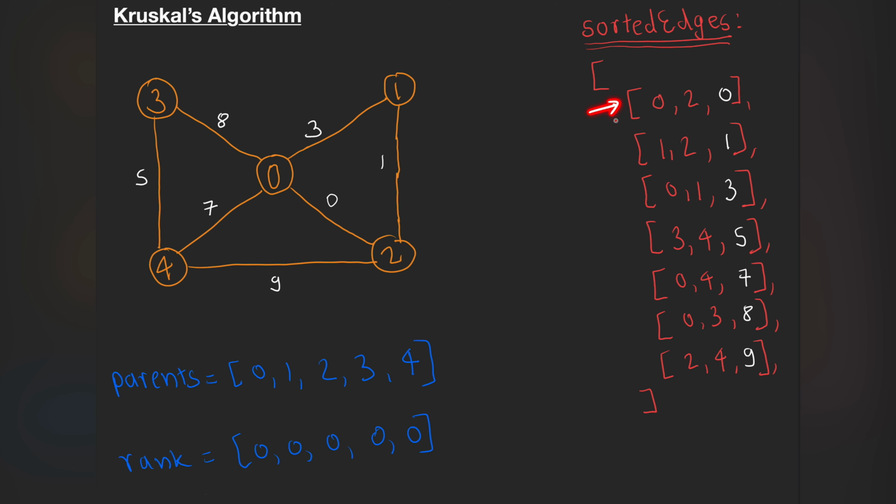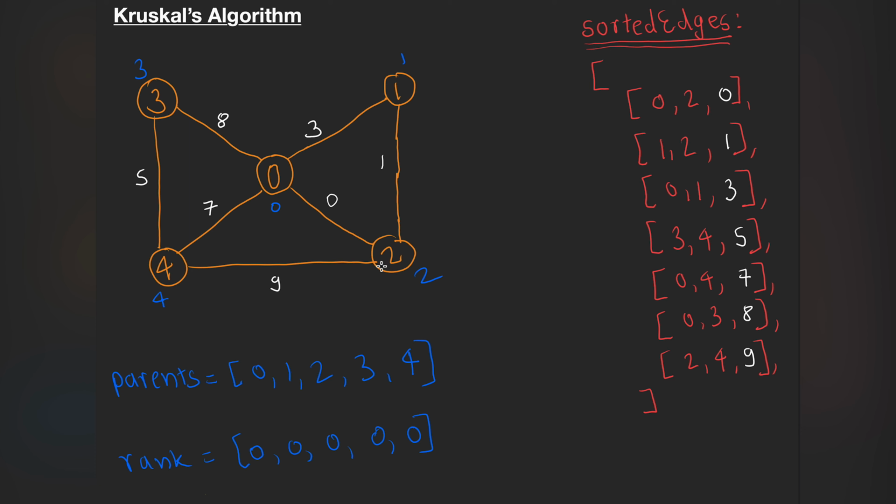For every edge, we'll see what vertices it connects, and we'll do the union operation over the subsets for those vertices. The first edge connects vertex 0 and 2. The parent of 0 is 0, the parent of 2 is 2. Since both their parents are different, we'll do the union operation over these vertices 0 and 2.